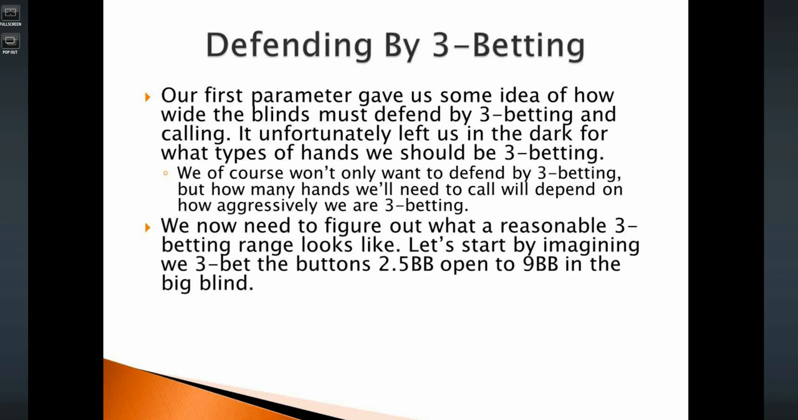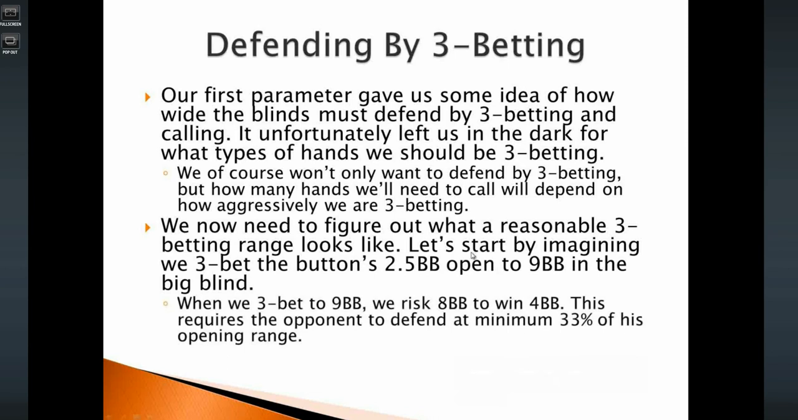Let's start by imagining we 3-bet the button's 2.5 big blind open to 9 big blind when we're in the big blind. When we 3-bet to 9 big blind, we risk 8 big blind to win 4 big blind. We already have 1 big blind in the pot as dead money, so we're only risking 8. But since that is dead money, we of course do win it when our 3-bet's successful, so we're risking 8 to win 4. This requires the opponent to defend at minimum 33% of his opening range.